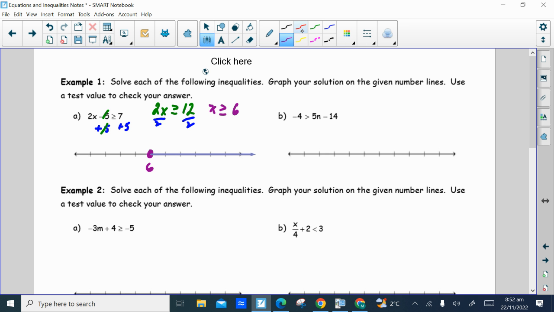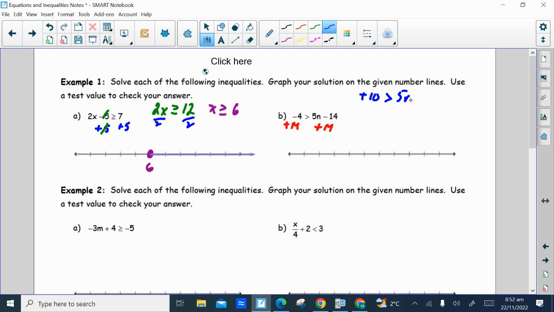Question B. First thing I would do probably is I would add the 14 to both sides. So again, we're adding a positive value to both sides. That doesn't change the inequality at all. That only happens if you multiply or divide by a negative. So negative 14 plus 14 is 0, and negative 4 plus 14 is positive 10, and the inequality doesn't reverse.